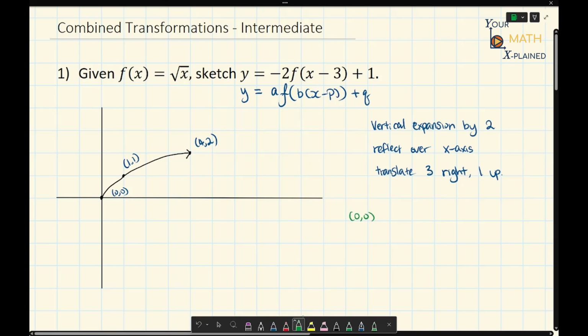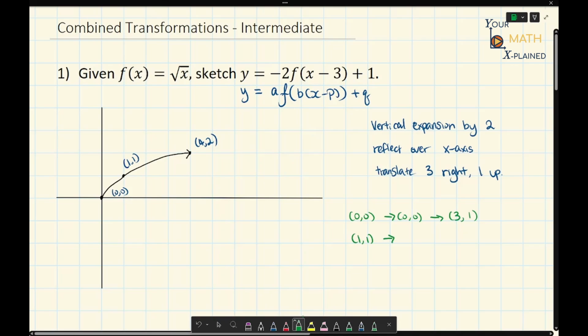If we perform a vertical expansion by 2 and then reflect over the x-axis, that is still going to be 0, 0. Next, we're going to translate 3 units right and 1 unit up, which means we're going to end up at 3, 1.